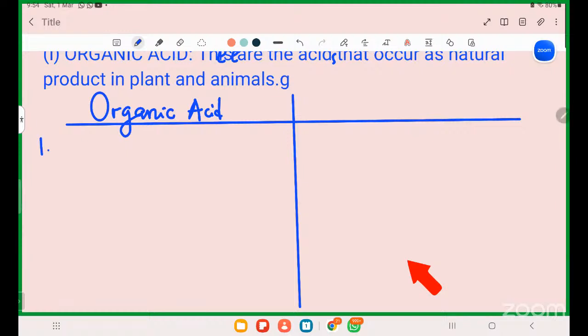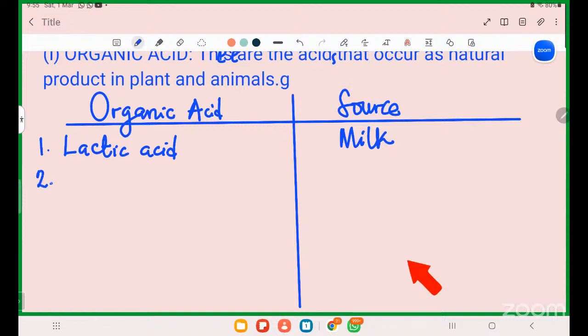One, lactic acid is an organic acid. So what's the source of lactic acid? You need to know the sources of all these acids. The source for lactic acid is milk. So you will get lactic acid in milk.